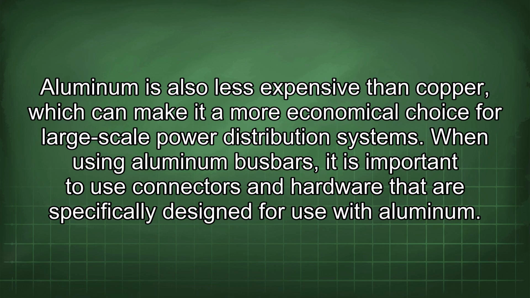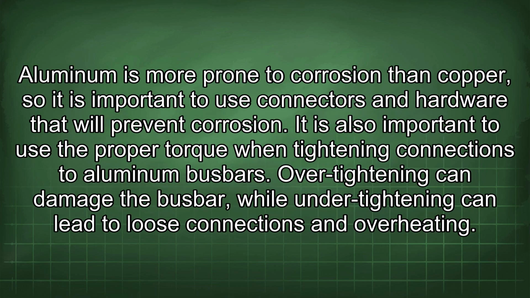When using aluminum busbars, it is important to use connectors and hardware that are specifically designed for use with aluminum. Aluminum is more prone to corrosion than copper, so it is important to use connectors and hardware that will prevent corrosion. It is also important to use the proper torque when tightening connections to aluminum busbars. Over-tightening can damage the busbar, while under-tightening can lead to loose connections and overheating.